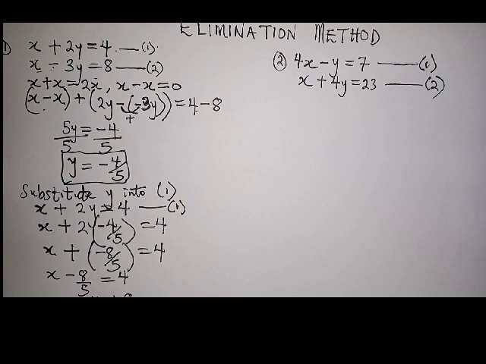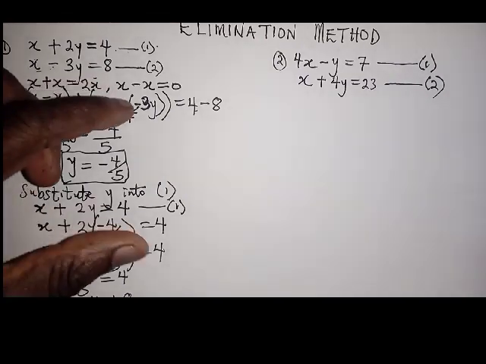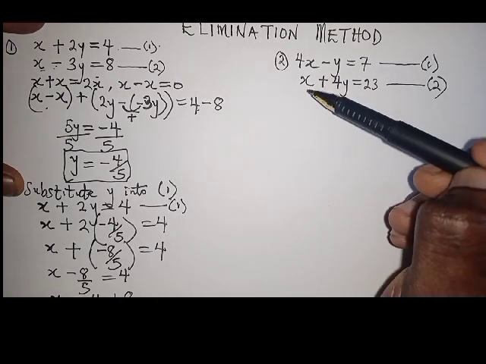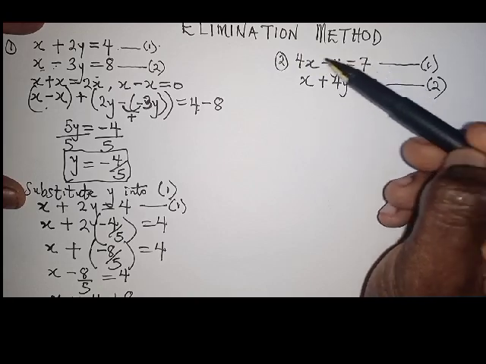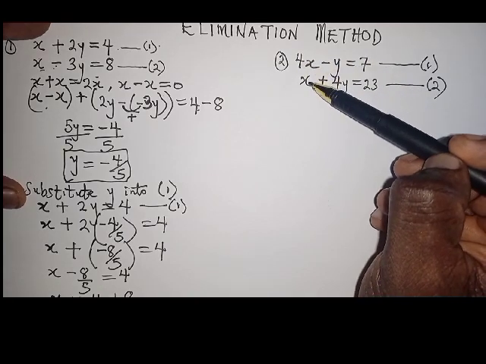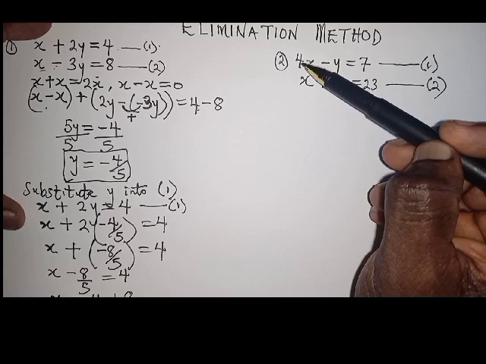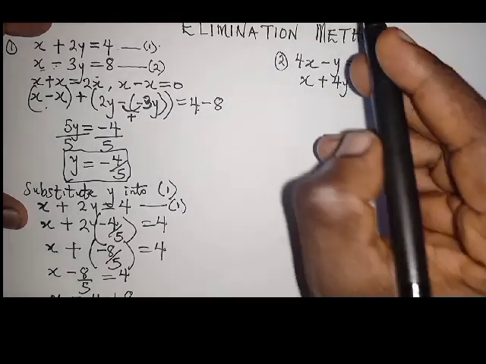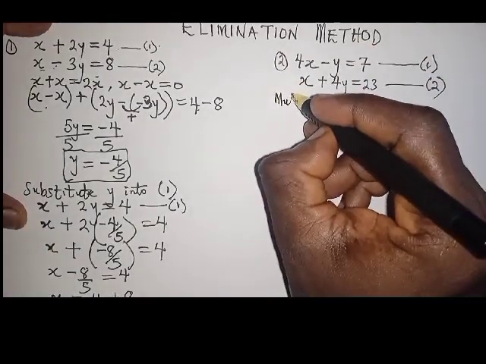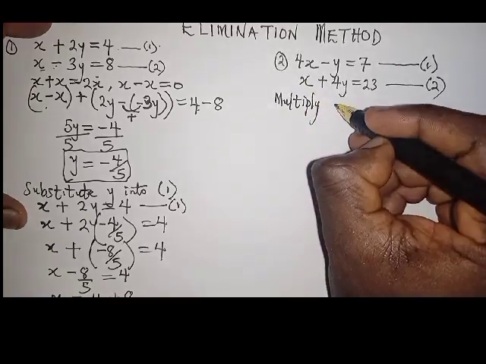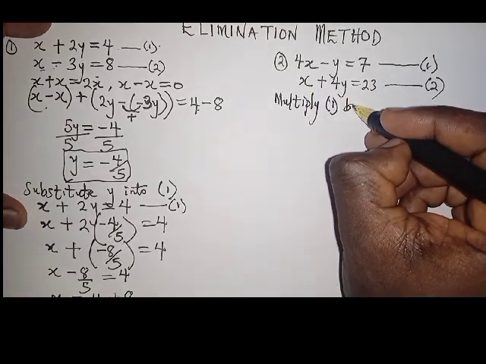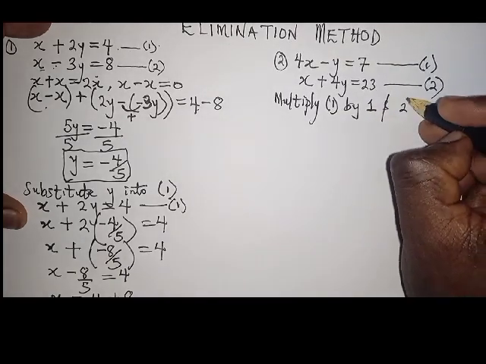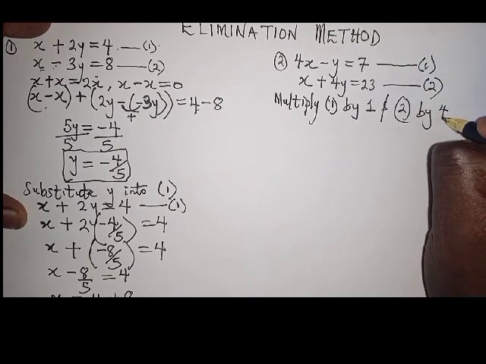But let's say I want to eliminate x. Now, if I want to eliminate x, then I will decide to multiply the whole of equation 1 with the coefficient of x in equation 2, which is 1. And also multiply equation 2 with the coefficient of x in equation 1, which is 4. So I'm just going to write it. Multiply equation 1 by 1 and equation 2 by 4.